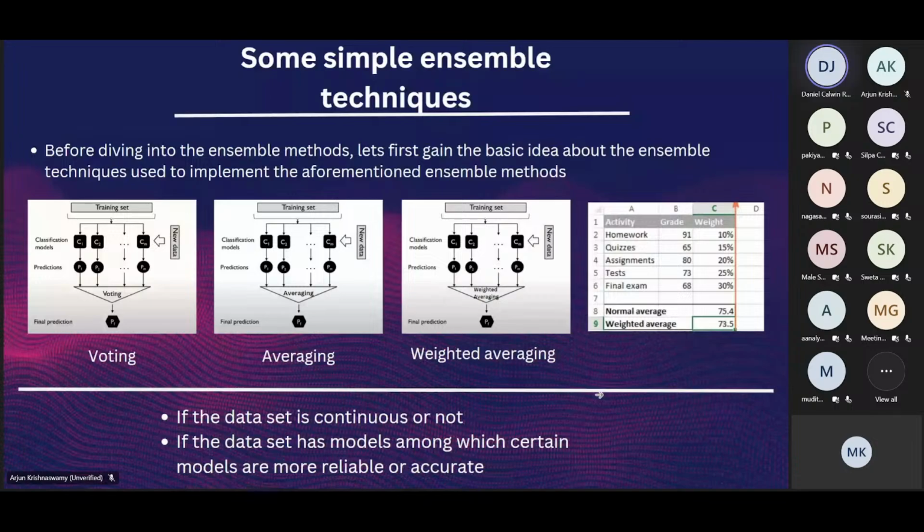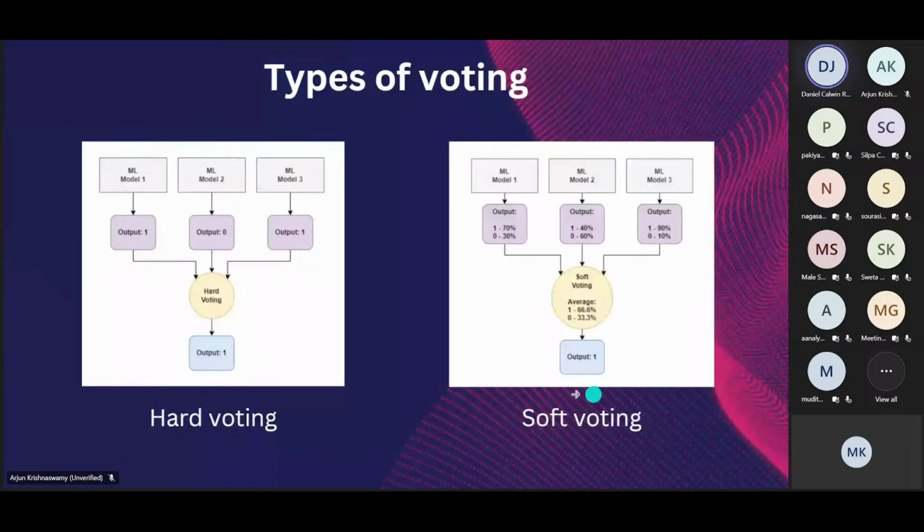There are two different types of voting. The first one is hard voting, and the second one is soft voting. Hard voting is just simple. Let's take an example to understand it better. We have a binary output, let's say the output is either 1 or 0. We have three classification models. Out of those three models, let's say two of the models return the output as 1. So the majority vote is for output 1, and our final output is just 1.